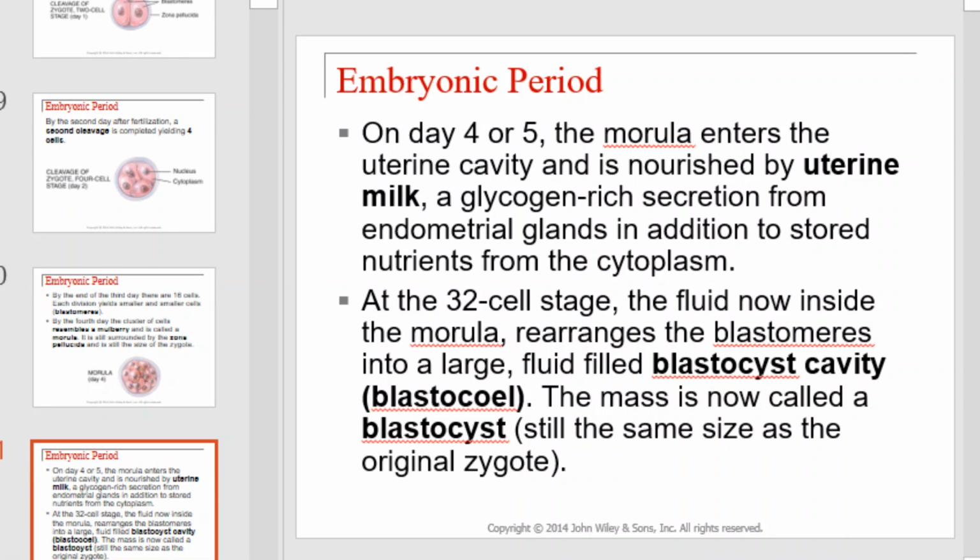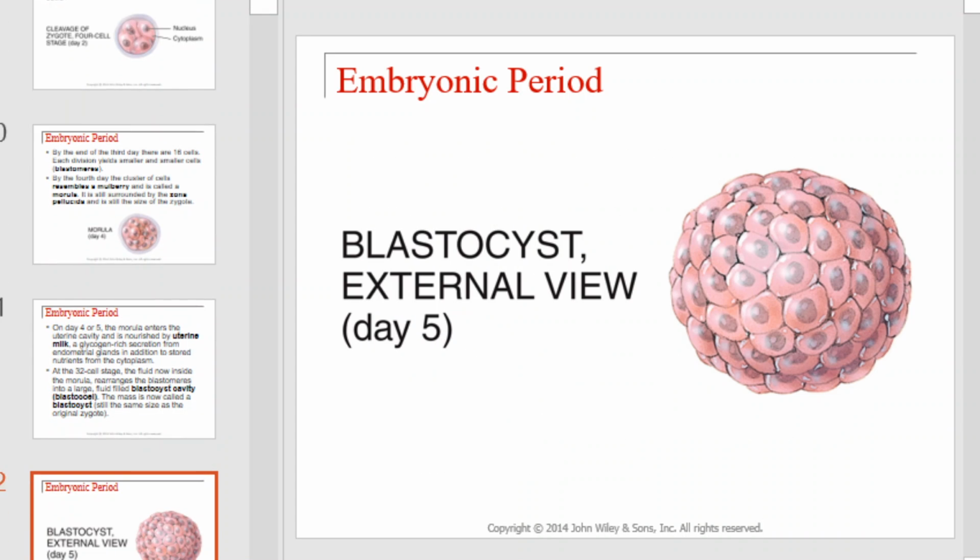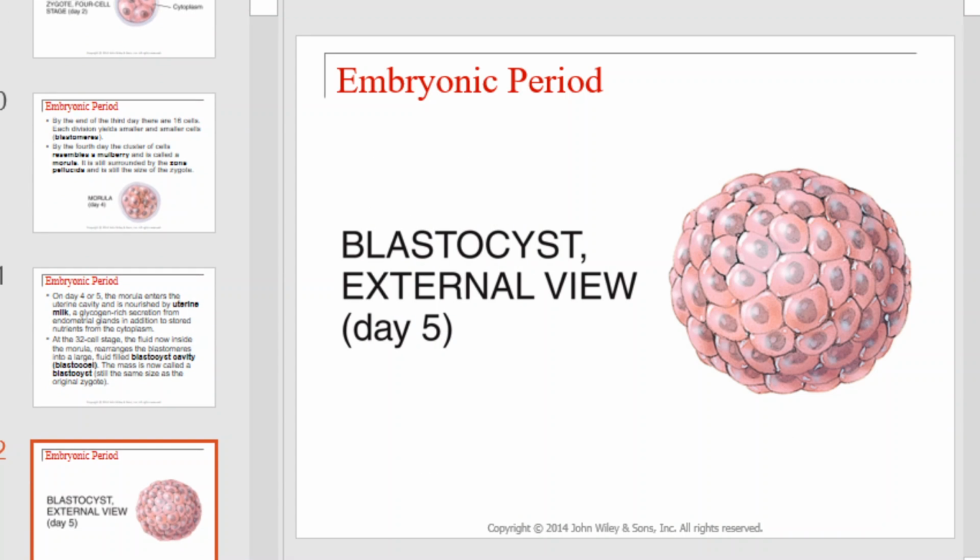On day 4 or 5, the morula enters the uterine cavity and is nourished by uterine milk, a glycogen-rich secretion from endometrial glands, in addition to stored nutrients from the cytoplasm. At the 32-cell stage, the fluid now inside the morula rearranges the blastomeres into a large, fluid-filled blastocyst cavity. The mass is now called a blastocyst, still the same size as the original zygote. This is an illustration of the external view of a blastocyst on day 5.